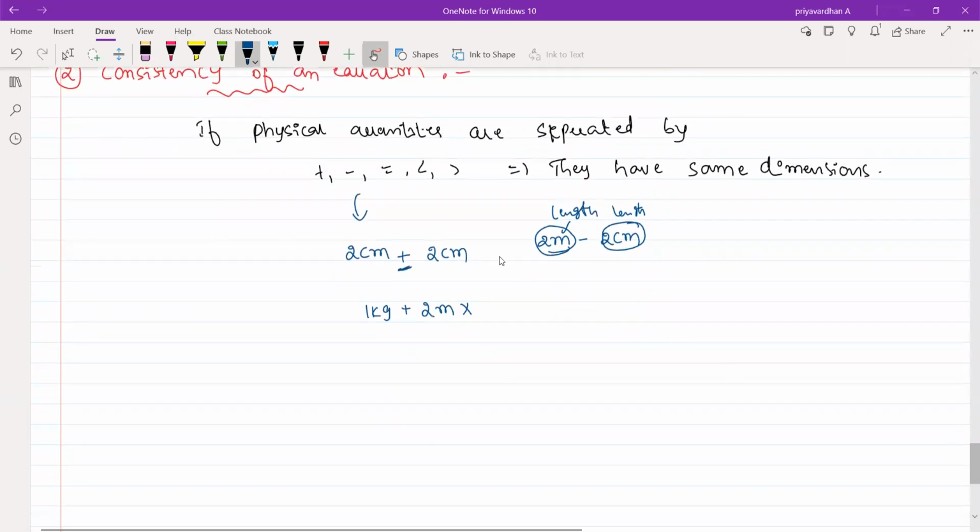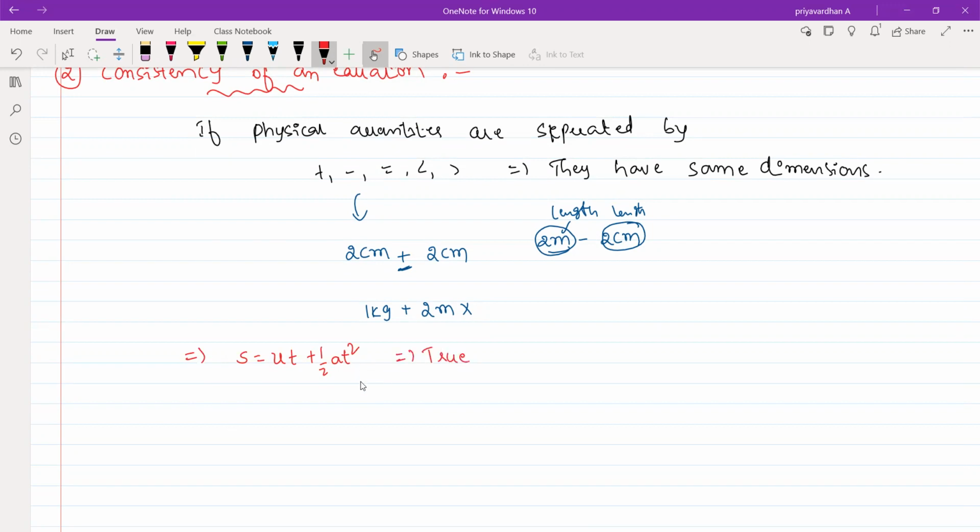Can anyone tell me one of the kinematic equations? Or I'll take the kinematic equation: S equal to ut plus half at square. I want to check the consistency. How far is it true? Whether this equation is true or false. Assume that this is a new equation to us. Somebody gave you S equal to u square t cube plus half into a t power 4. If they give you this equation, it is new to you. So how to check the consistency?